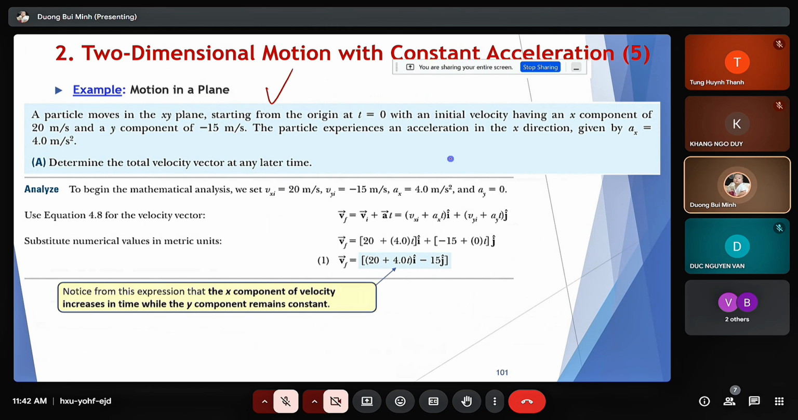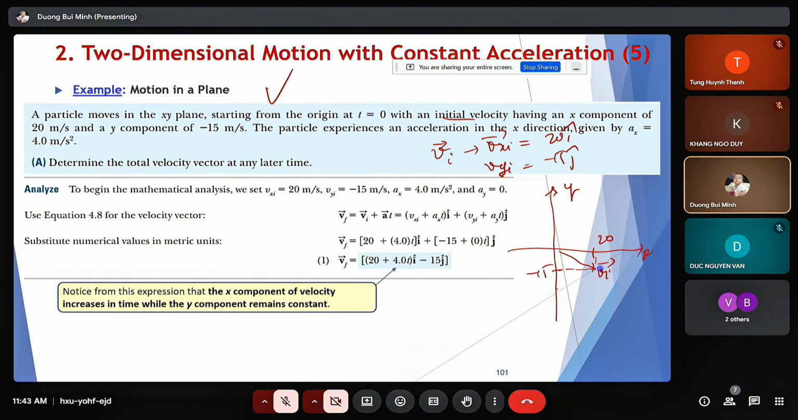Okay, so here they give us the information of v, right? So we have Vxi is 20 i-hat, and we have Vyi is minus 15 j-hat. So if here we have x, here we have y, Vxi is 20 and this is minus 15 here. So you can get here is Vi.